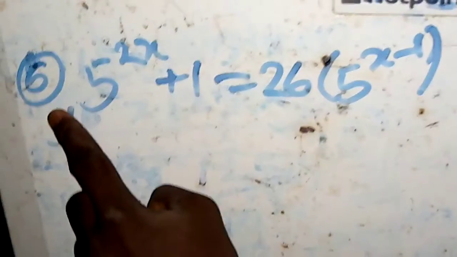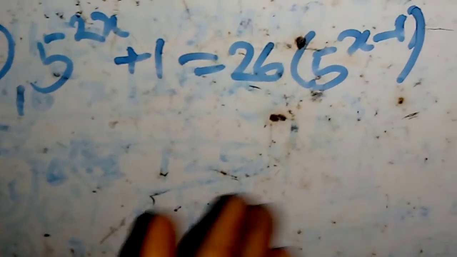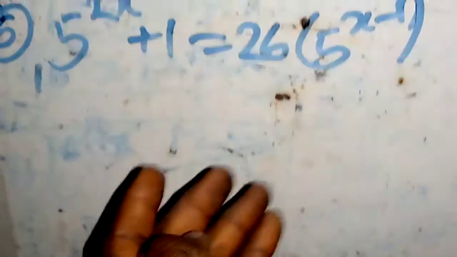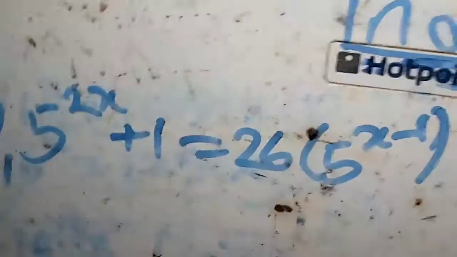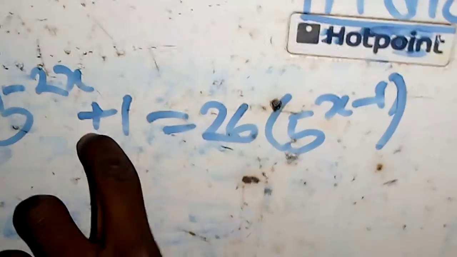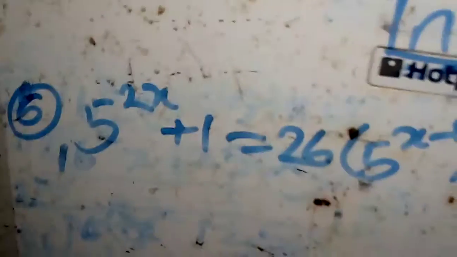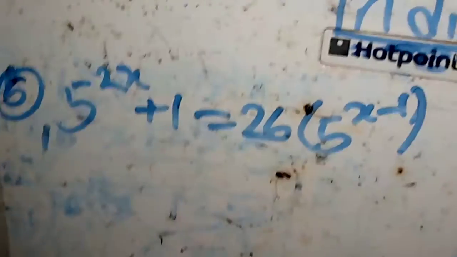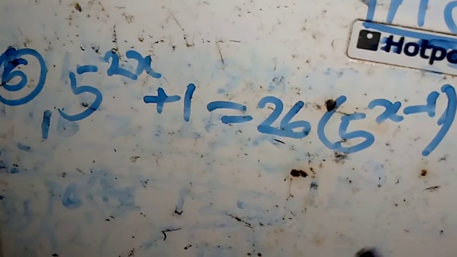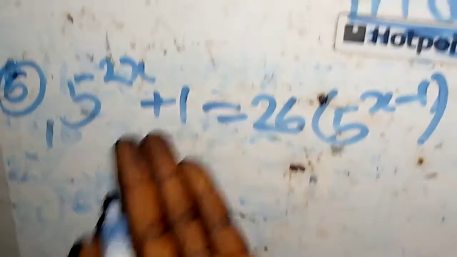So looking at this sixth question, I want you to take note of this: in our rules we only listed times and divide, division and times, but this one is plus the base. So this is plus. You'll be wondering, okay, what can I do? Don't worry, let's move into this. Looking at this question, you are seeing something like 5, then plus, so you don't know what to do, so don't worry.